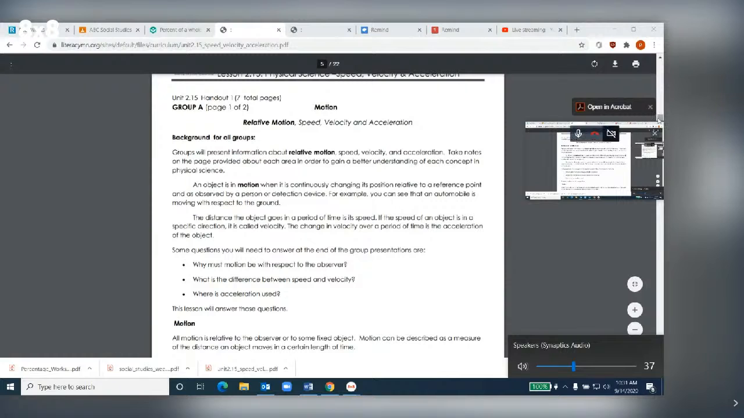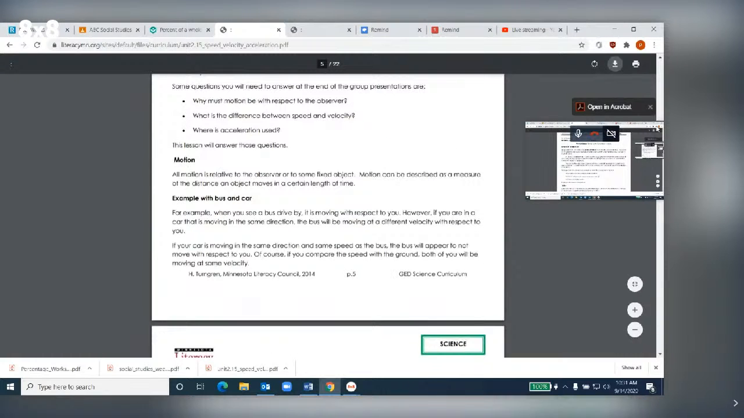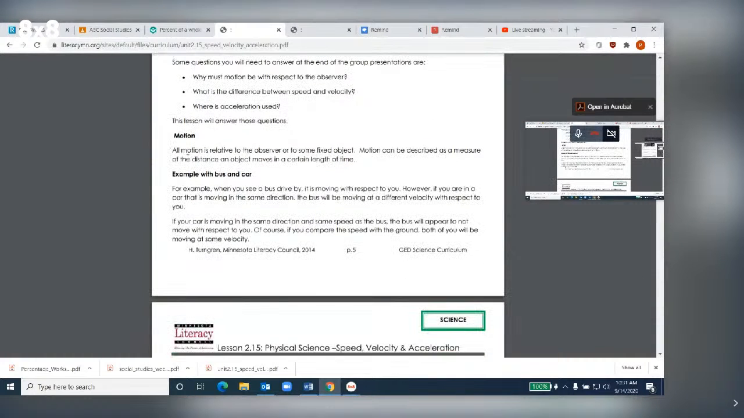Okay, so I'm going to go down to motion here. All motion is relative to the observer to some fixed object. Motion can be described as a measure of the distance an object moves in a certain length of time. These are two examples of motion with a bus and a car. For example, when you see a bus drive by, it's moving with respect to you. However, if you are in a car that is moving the same direction, the bus will be moving at a different velocity with respect to you. So the car is going one speed and the bus is going another speed.